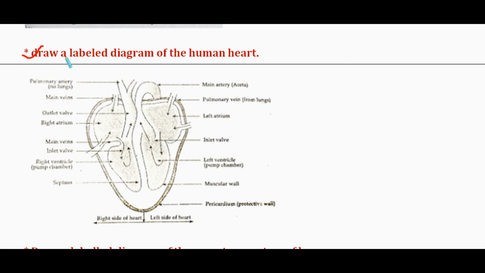The next question: draw a labeled diagram of the human heart, and this is the diagram of human heart. Draw it in your copy. It is important for this board exam. These are the septum, and this is right ventricle, inlet valve, main veins, right atrium, outlet valve, pulmonary artery, pulmonary vein, left atrium, inlet valve, left ventricle, muscular wall. These are the important nomenclature of the heart.